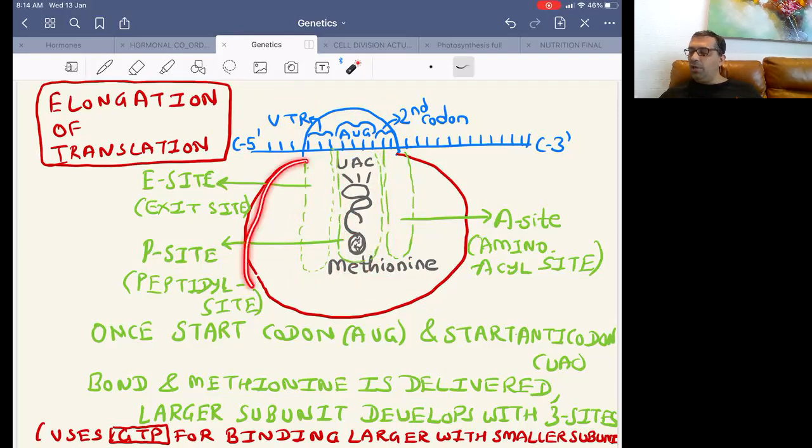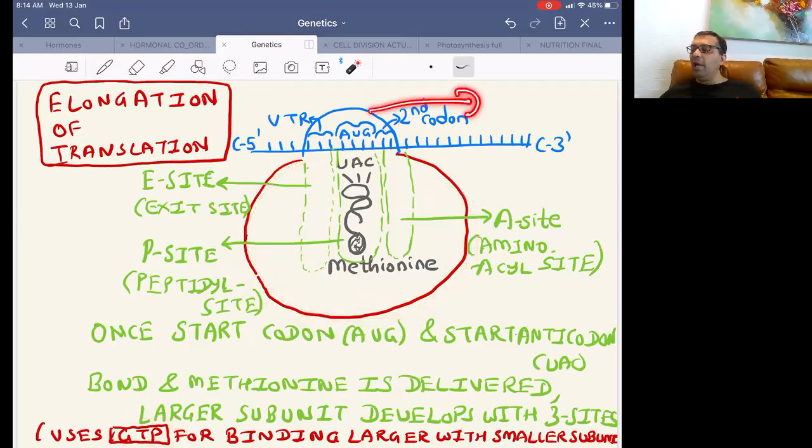And when the larger subunit attaches to the smaller subunit, it uses GTP as a source of energy for binding the larger subunit with the smaller subunit. Not ATP, GTP is used.